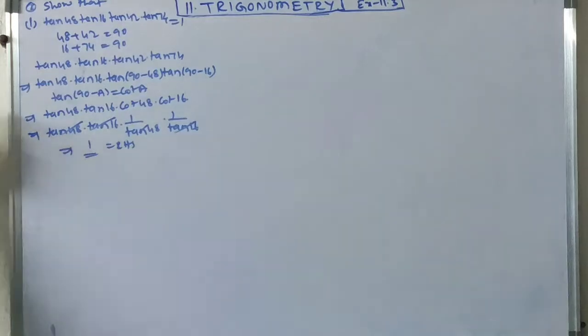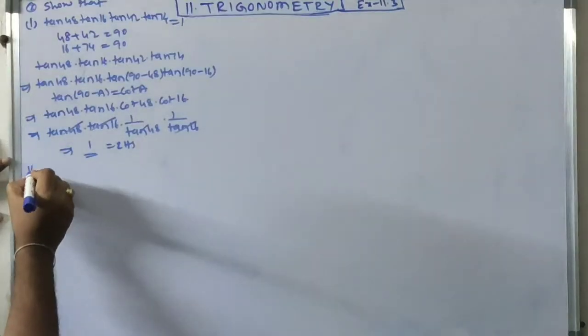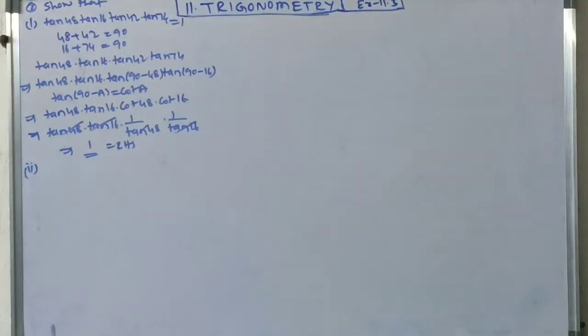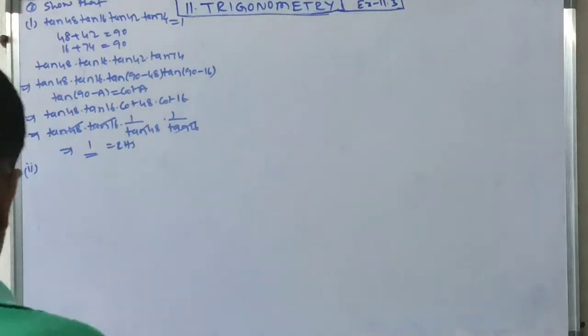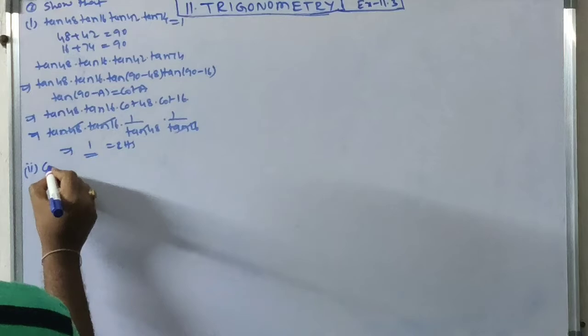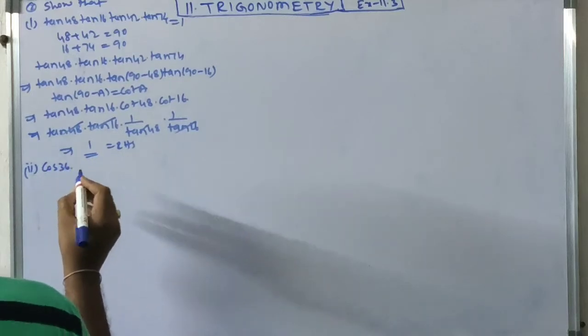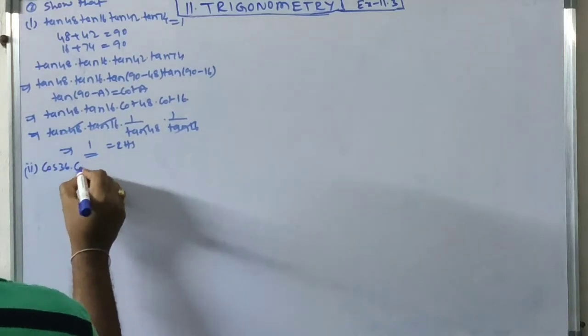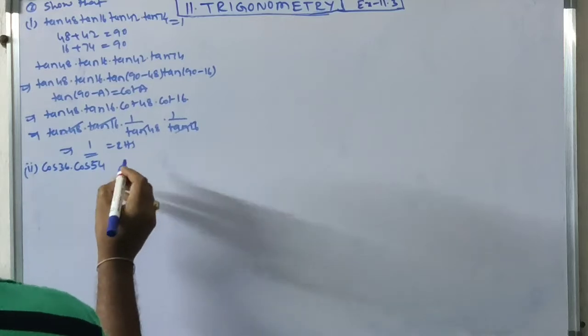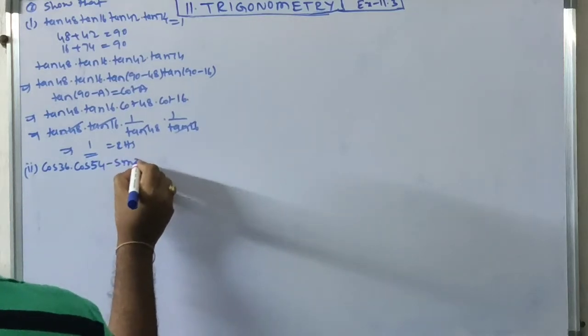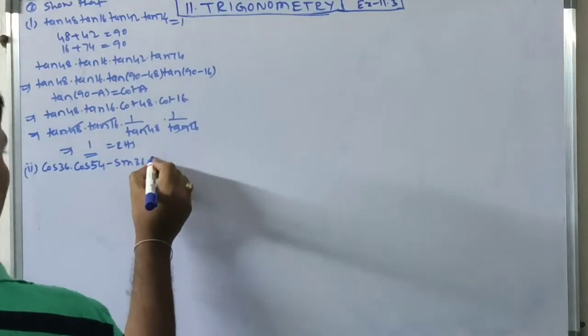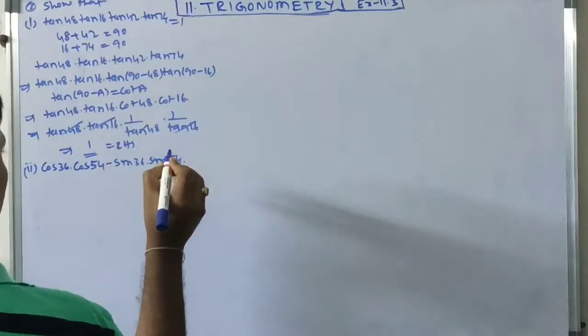Right side we got. Okay, next, the second question is cos 36 cos 54 minus sin 36 sin 54.